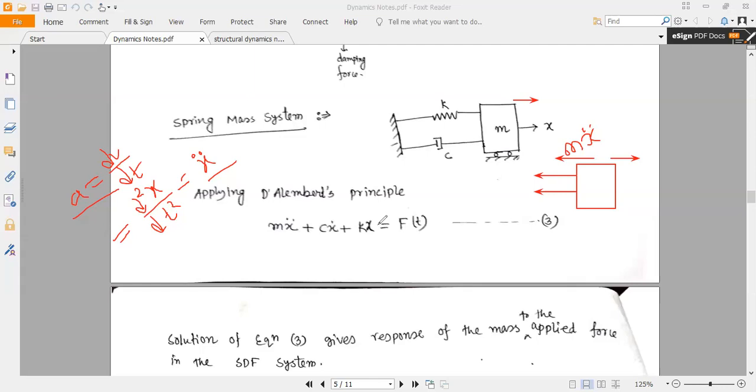So if the body displaces by x amount in the right side direction, the force on the left side direction by the spring will be k into x. So these three are the left side forces, and it will be equal to the right side forces.